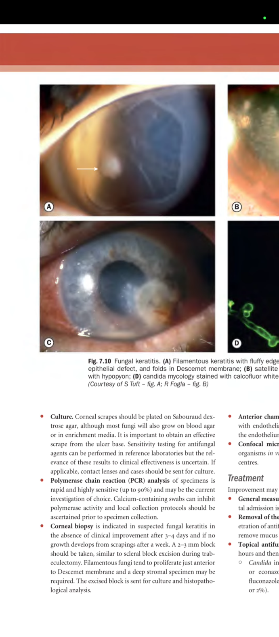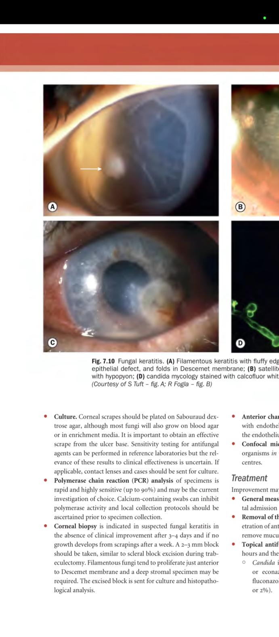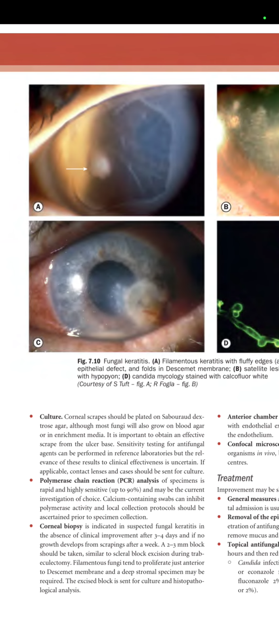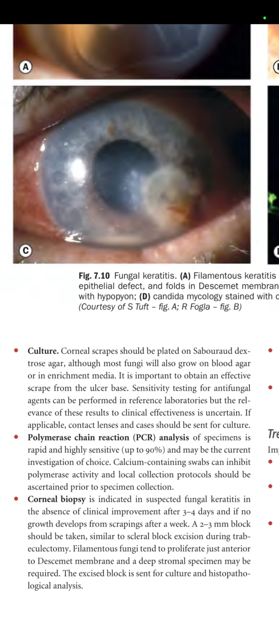Another method to investigate fungal keratitis is polymerase chain reaction, which is PCR analysis of a specimen. It is very rapid and highly sensitive, up to 90%, and may be the current investigation of choice. Calcium containing swabs can inhibit polymerase activity, and local collection protocols should be ascertained prior to specimen collection. So we do not use calcium containing swabs for these cases.